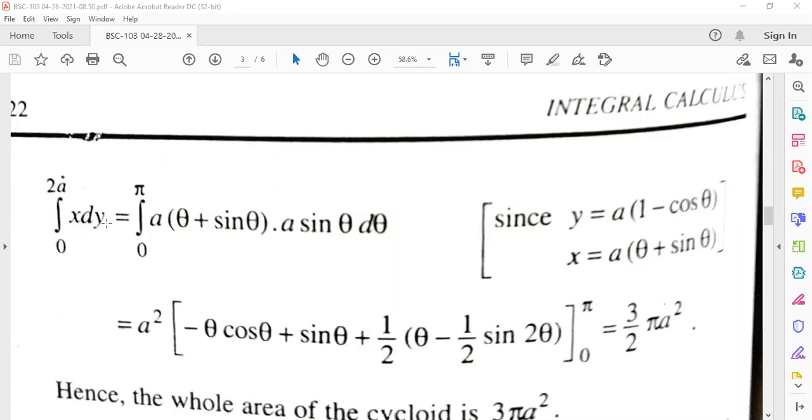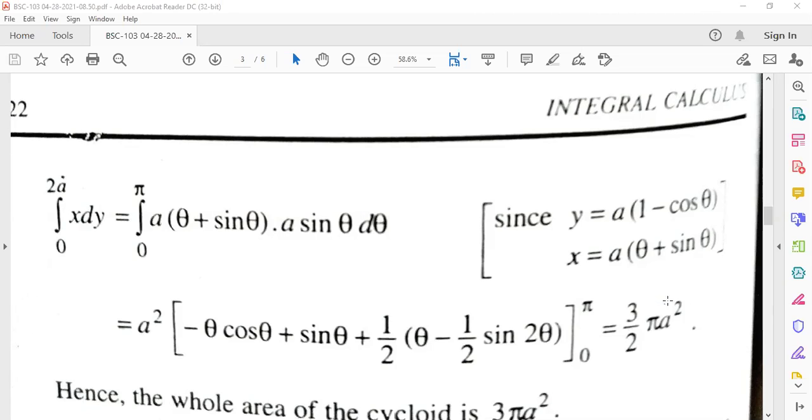So what is the value of dy? The value of dy equal to a into minus of minus sin theta, that means a sin theta d theta is given here. So from here it is a square. A square is coming out of the bracket as it is the constant. Then it will be coming theta sin theta plus sin square theta. This sin square theta can be written as 1 minus cos 2 theta by 2, that is written here, and 1 half was there, that is coming here. So after calculation we got this.